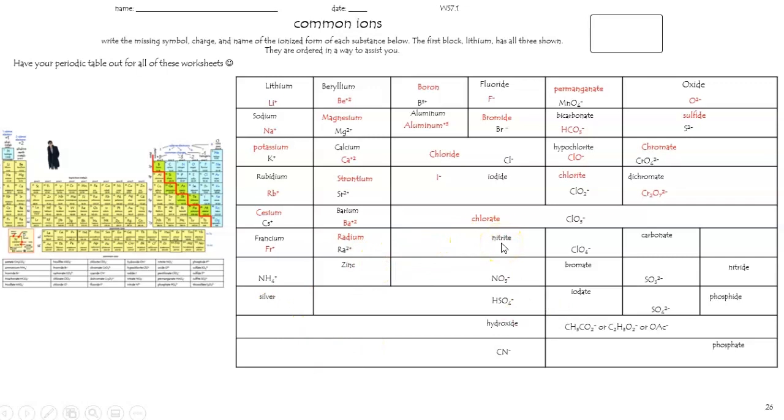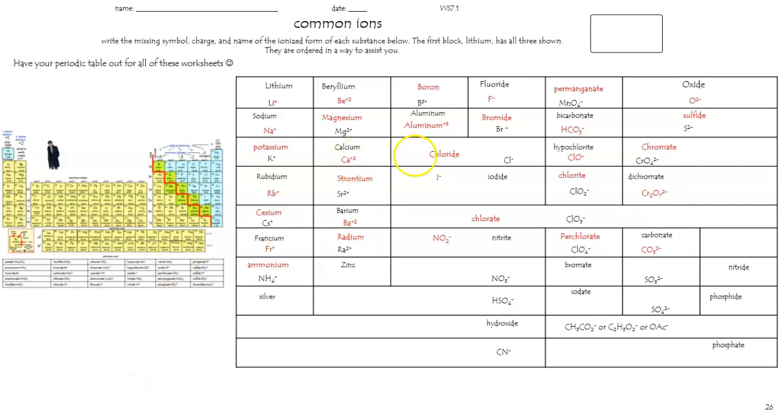Nitrite, well, nitrogen with nitrite. It's not a nitrate, so this is NO2-. ClO4 is maxed out with oxygens. We're now at the perchlorate ion. Carbonate ion, very common, CO3 2-. NH4+, very common, the only really common polyatomic cation, ammonium.